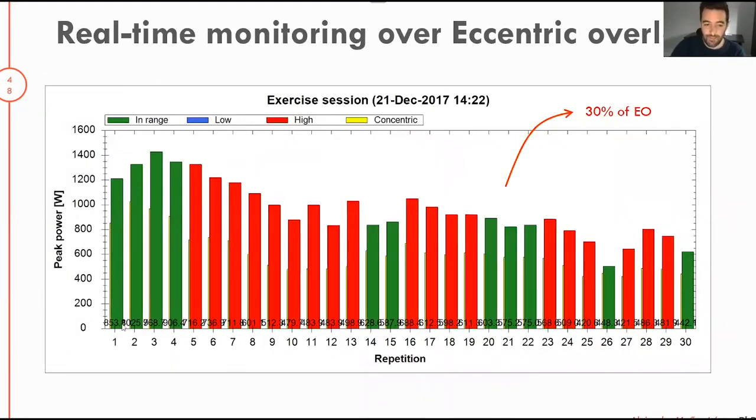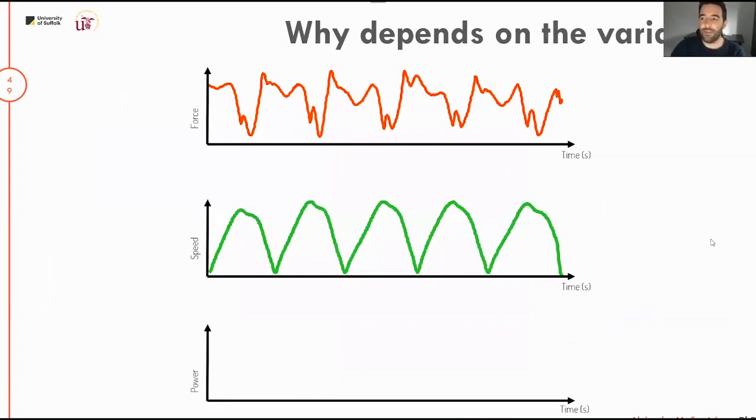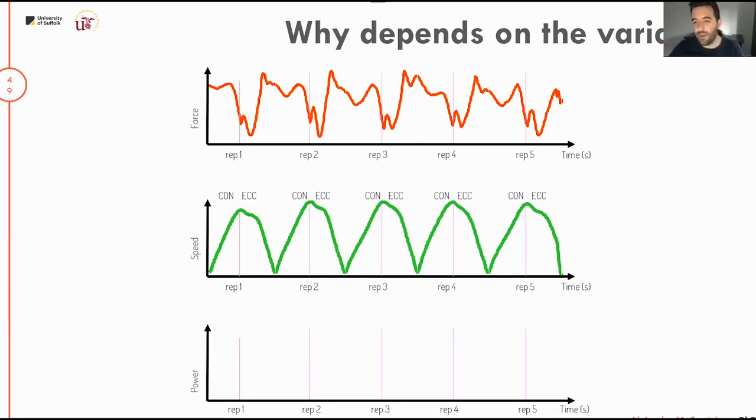Here, if we pick again the same 30 repetitions from the previous athlete, we see how the eccentric overload is achieved in the whole repetitions, but is now classified as 30% in the range or higher than 30% over the range. And why does the eccentric overload depend on the variable? We have here 5 repetitions. We have force, we have speed, and we have power. And we have concentric phase, eccentric phase, concentric, eccentric. This is how it looks, the time course of those variables when you execute 5 repetitions of the flywheel on the same set.